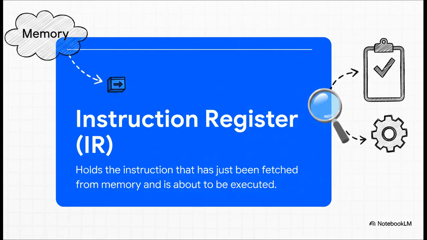Then there's the instruction register, or IR. So once an instruction is fetched from memory, it gets placed right here. You can think of the IR as the CPU's to-do list item for right now. It's literally holding the task at hand.